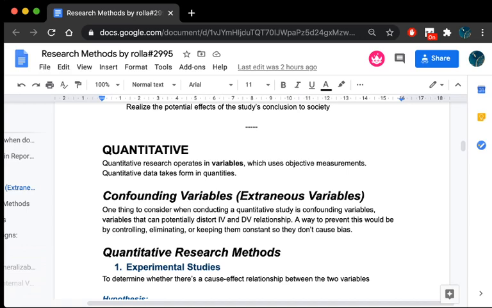Okay, so one of the things that is important to consider in quantitative studies is this big thing which is confounding variables, or extraneous variables. This particular variable might distort the IV and DV relationship. So it's very important to control, eliminate, or keep them constant so they don't cause bias.